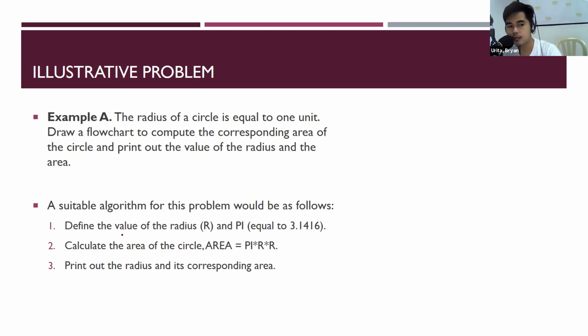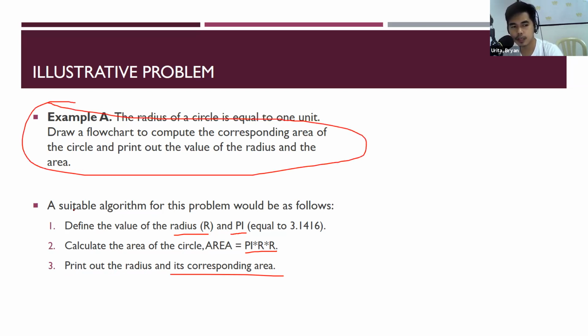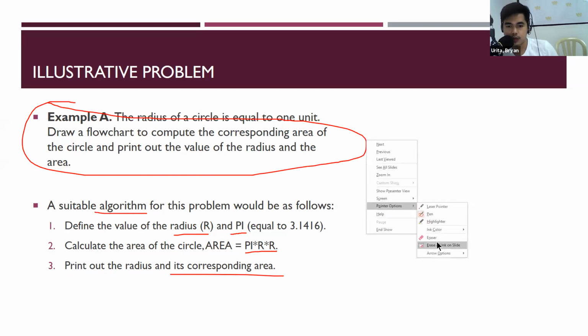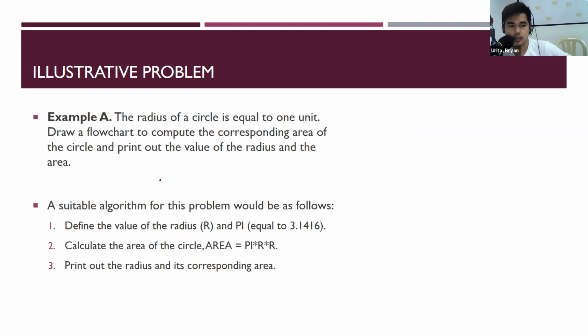So number one, define the value of the radius and pi. Of course, pi is a constant. That is equal to 3.1416. Then step two, calculate the area of the circle given the value of the radius and the pi. And of course, we're going to print out the radius and its corresponding area. So from this problem, we have derived the algorithm. So we're going to proceed with writing the flowchart.